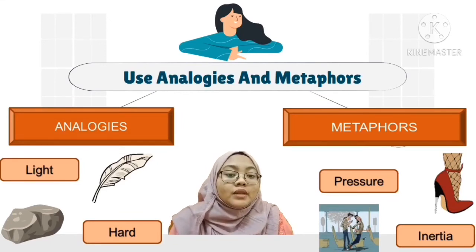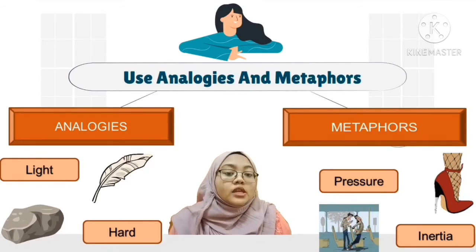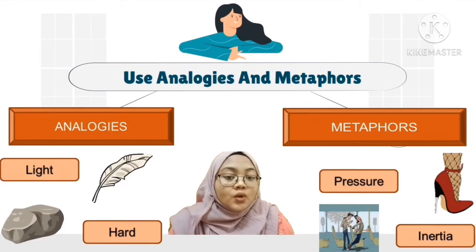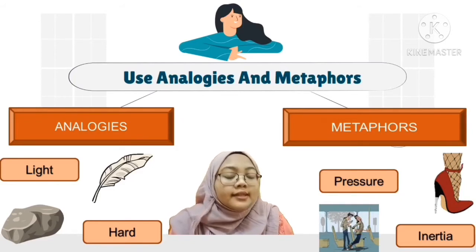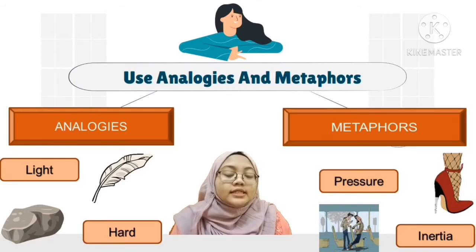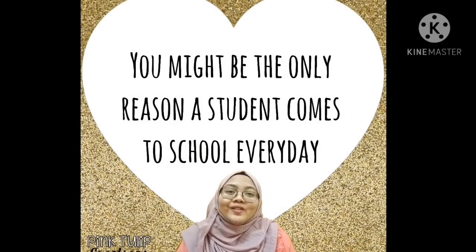When you teach them about pressure, you can give them a metaphor or an example, like when you wear a high heel, there is pressure on it. The second one maybe is inertia. When you simply tell them about inertia, they cannot see it. But when you give them a metaphor or an example, like when we are in the bus, we actually have inertia in our body. So when you give them a metaphor, they can easily remember and understand, and your teaching and learning can be more effective because your students can be more focused in your class. Okay, that's all for transfer of learning.